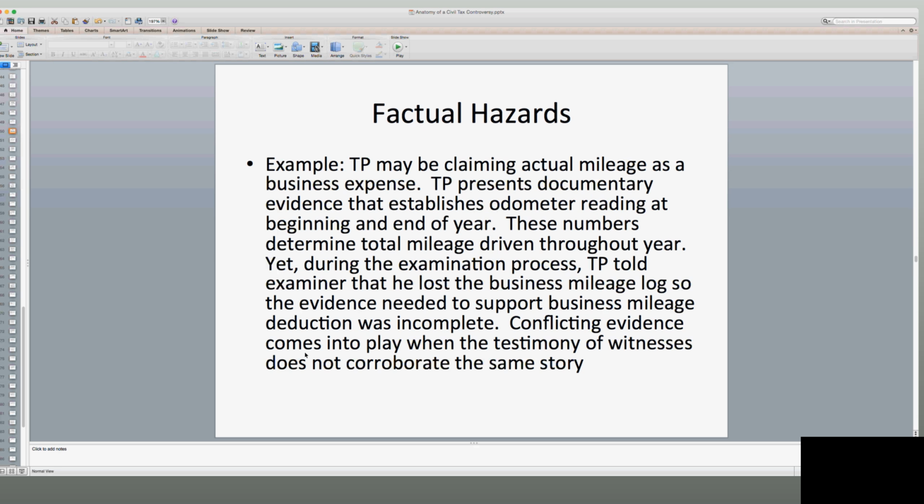And in this case, what's interesting is that if the smoking gun, the business mileage log, can be produced to the appeals officer at a later stage, they like tangible things, appeals officers. If you can produce something physical to corroborate this business mileage deduction, you'll find that whereas it was denied by the examination officer, it will be granted by the appeals officer.